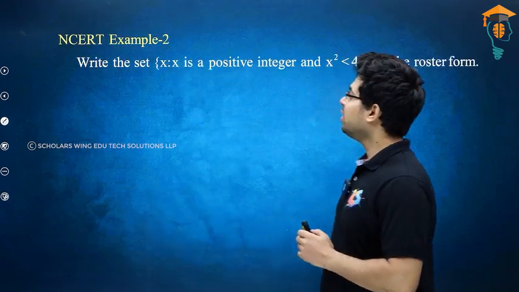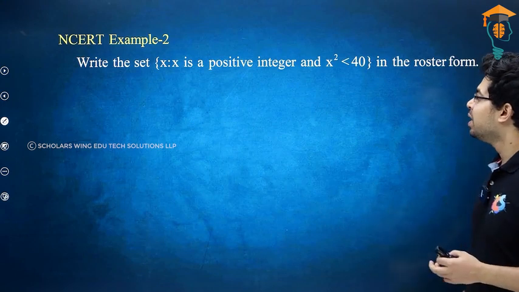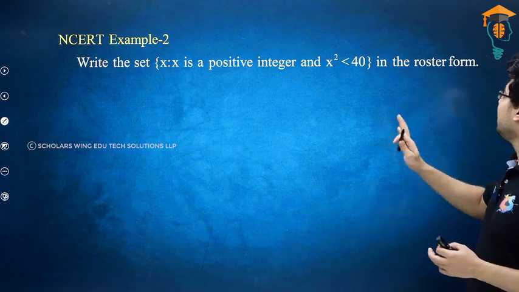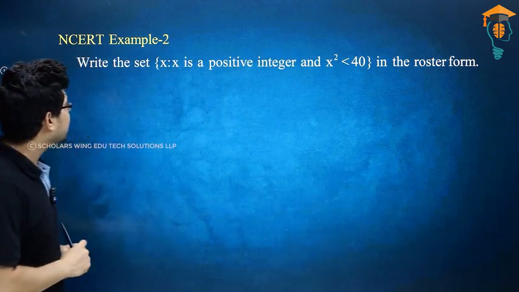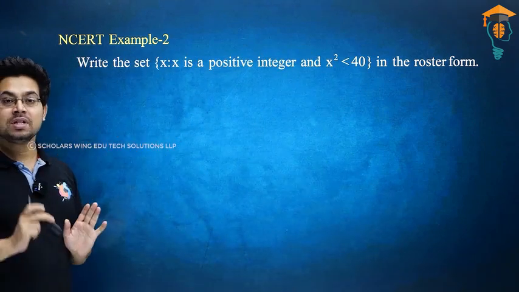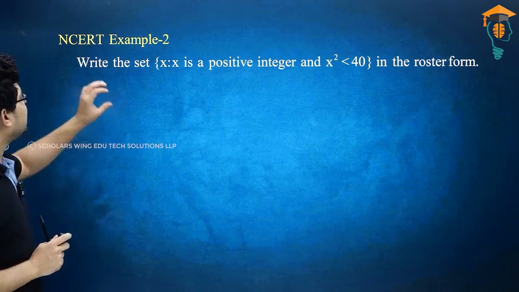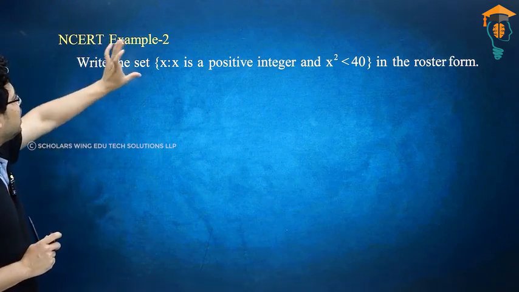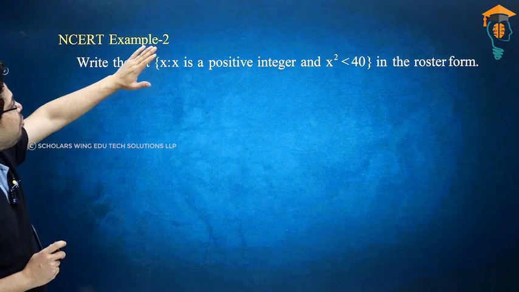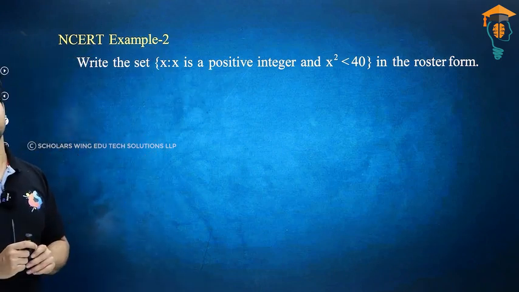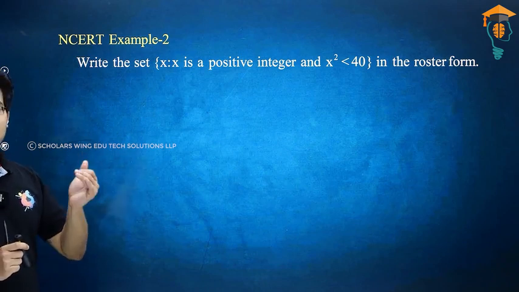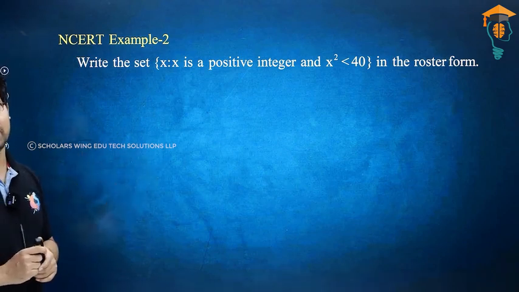All right. So here we have NCERT example 2. Here in this, we need to write down this set in the roster form. Now look at the question. Here they have given us in which form? Set builder form. They have given that we have a set which is equal to x, and what is x? X is a positive integer and x square is less than 40. X is a positive integer such that its square is less than 40.